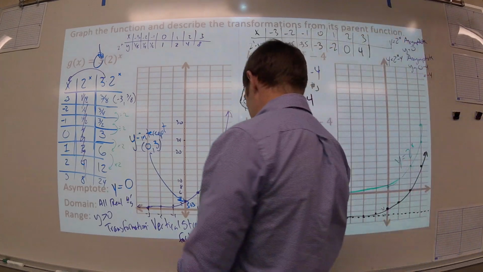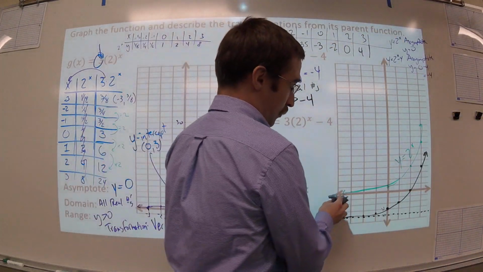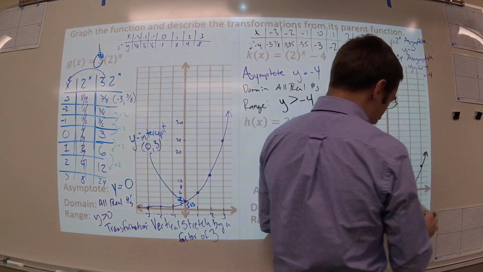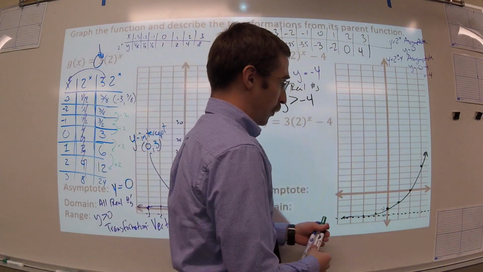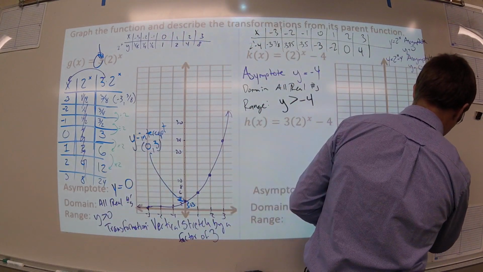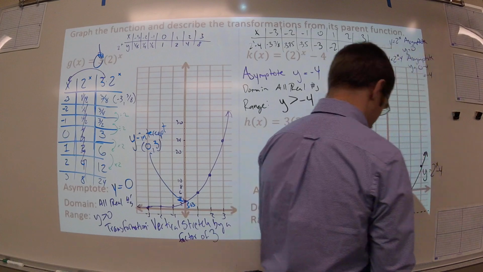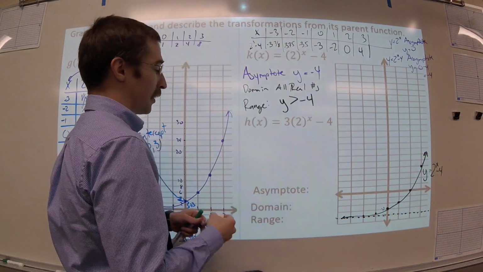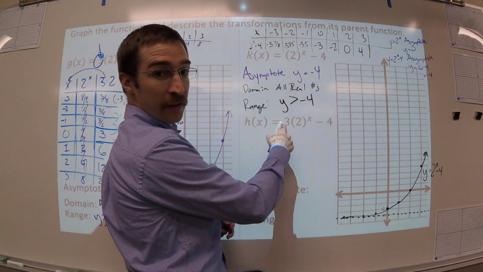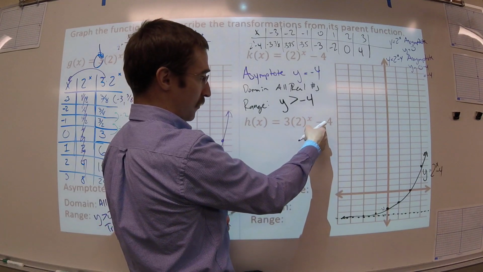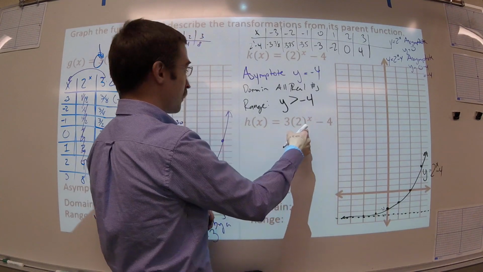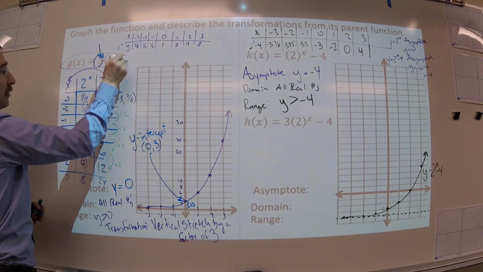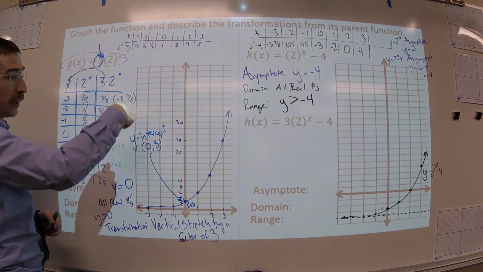Okay. So I'm going to erase this green graph, y equals 2 to the x. I'm going to keep this graph up, though. This graph is y equals 2 to the x minus 4. Now we're going to look at y equals 3 times 2 to the x minus 4. So this is the function 3 times 2 to the x, but then 4 taken away.